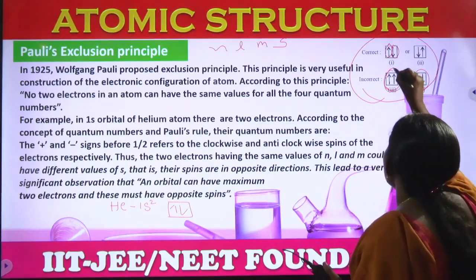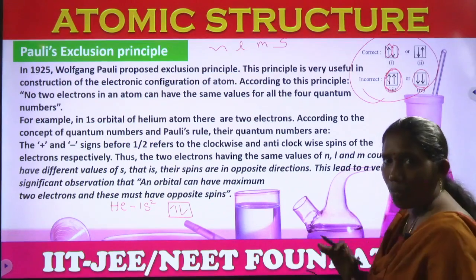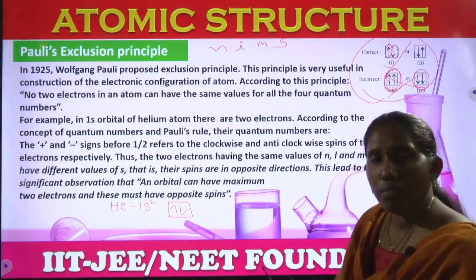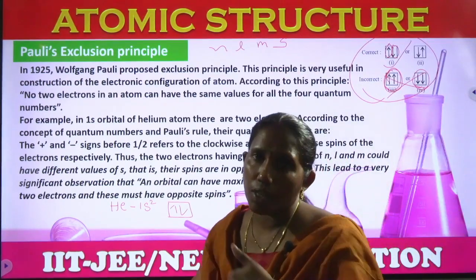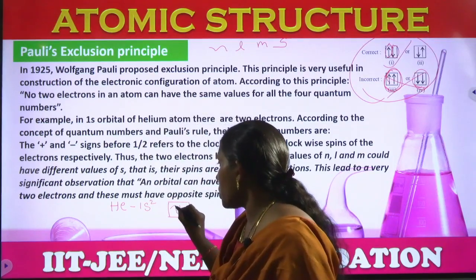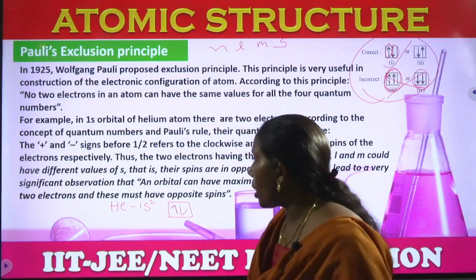If you write the representation of electrons like this, both in clockwise or both in anti-clockwise, we will not follow this. One electron will rotate in clockwise, another electron will rotate in anti-clockwise direction. So that's why the representation of electrons in an orbital will be like this. Okay. Now come to the point.